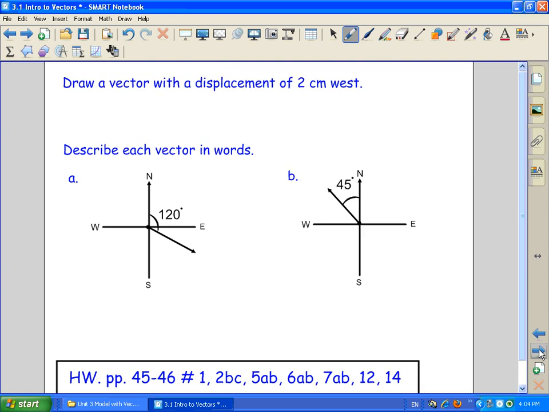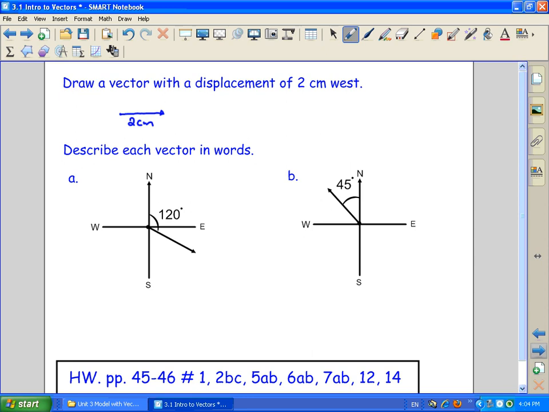Okay, draw a vector with a displacement of 2 centimeters west. So first of all, we're going to start with our tail. We're going to get our ruler out and we're going to measure 2 centimeters and we're going to go in the west direction. Okay, so draw it 2 centimeters going west.